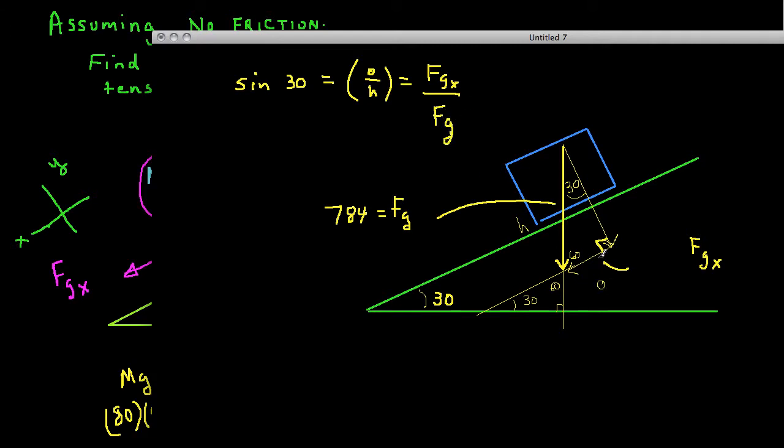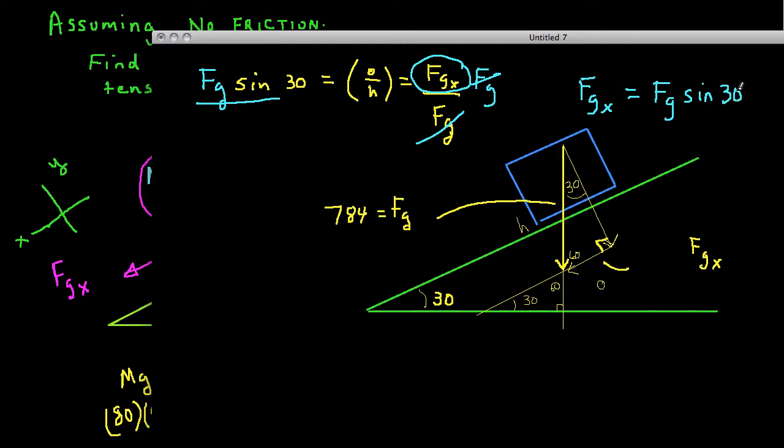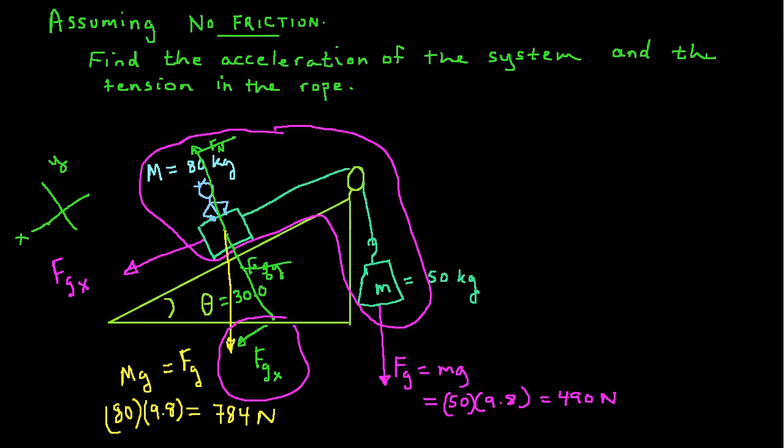Okay, so if I want to find this component here, FGX, I need to get rid of this FG, so I'll multiply both sides by it. So I'll go FG times FG, cancel out here, and I'll have that FGX, the only thing that's left, is equal to FG sine 30. Okay, so a little bit of geometry is needed to figure this out. So now I know that FGX is FG times the sine of 30.